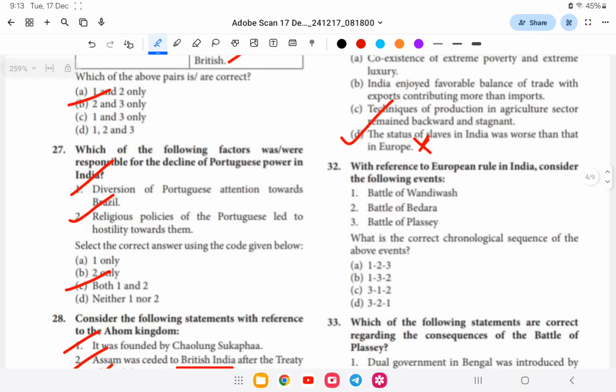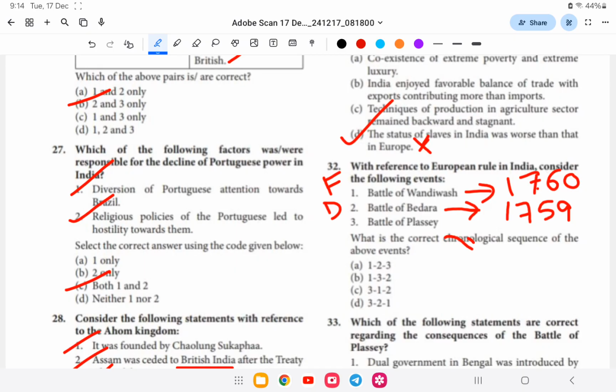With reference to the European rule in India, consider the following statements: Battle of Wandiwash, Battle of Bedara, or Battle of Plassey. The Battle of Wandiwash was the last battle in which the French were defeated, fought in 1760, on 31st January 1760, between the French and the English. The Battle of Bedara was where the Dutch were defeated by the British in 1759. That means the Dutch were defeated first, and then the French at Wandiwash.